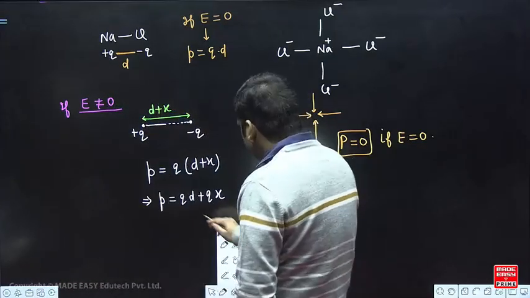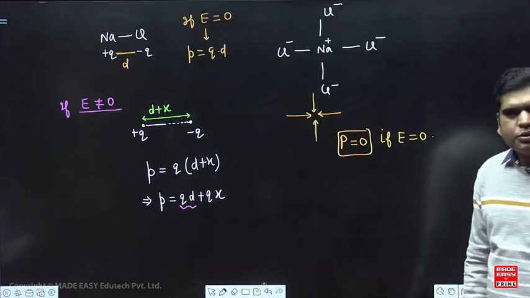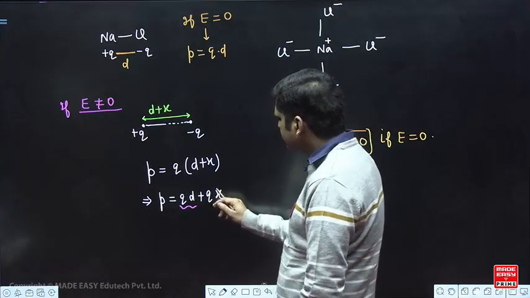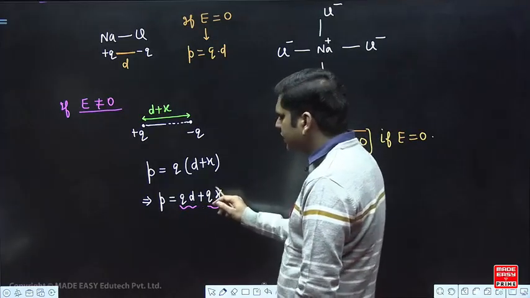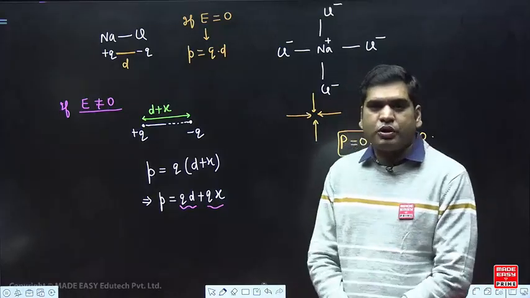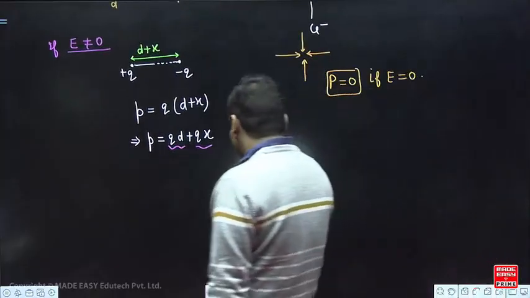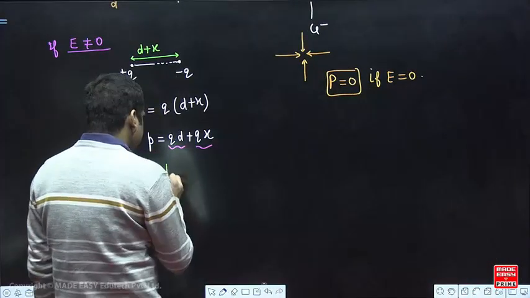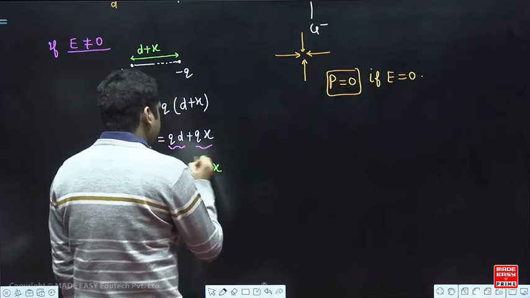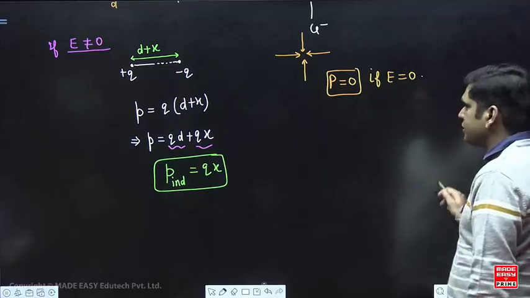You see, this QD is 0, because it will cancel in all directions and become 0, but QX cannot be 0. This is due to the electric field, which induces stretching of the bond. So in ionic material, due to stretching of the bond, some non-zero polarization is induced, and that induced polarization is known as ionic polarization, which will be observed only in ionic materials.